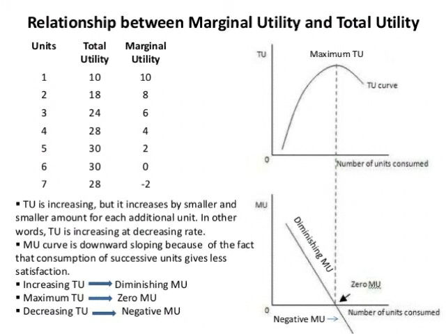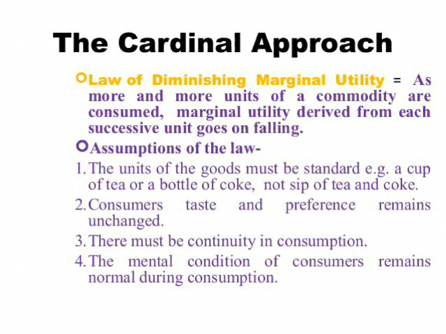Now you can see the relationship. The marginal utility is declining, going to 0, and then negative. Total utility is increasing, but as marginal utility goes to 0, total utility comes down. We have explained this before also for the production possibility curve. Increasing total utility means diminishing marginal utility. Maximum total utility means 0 marginal utility, and decreasing total utility means negative marginal utility.